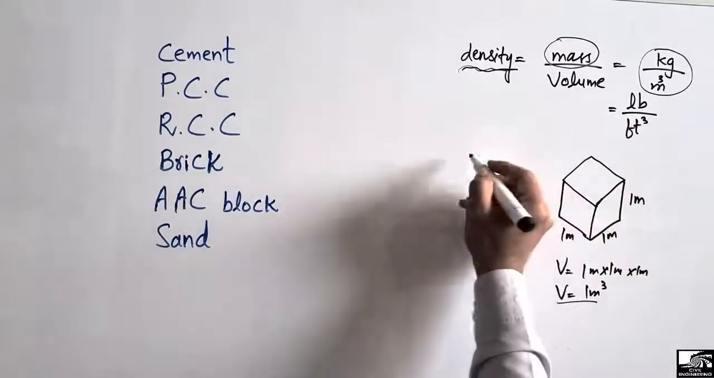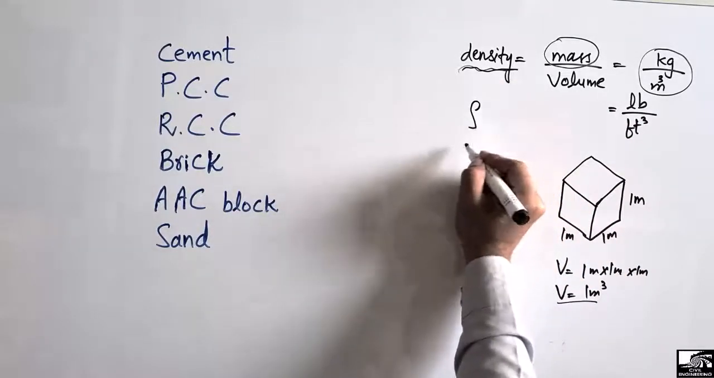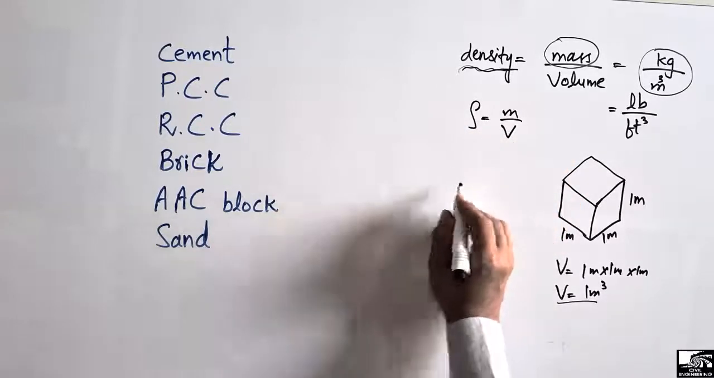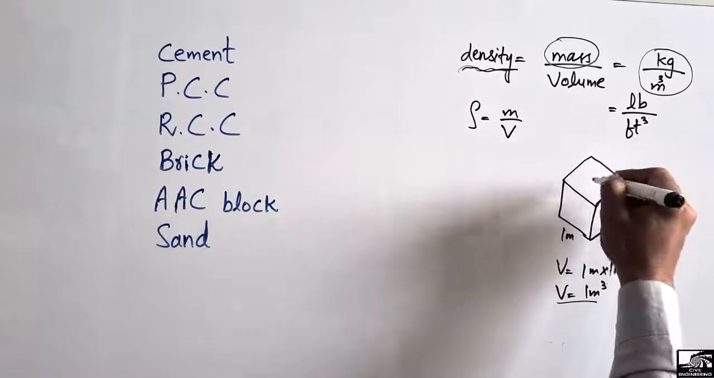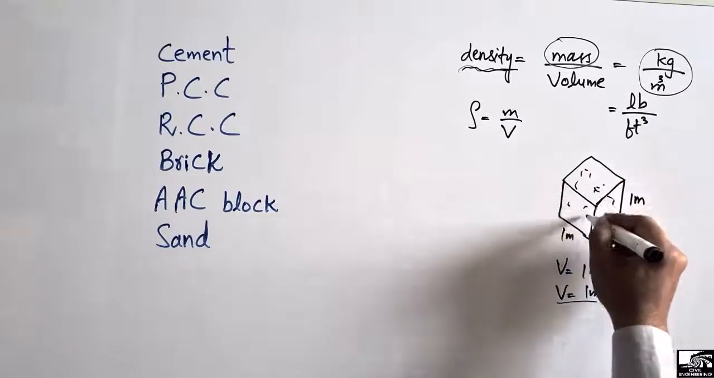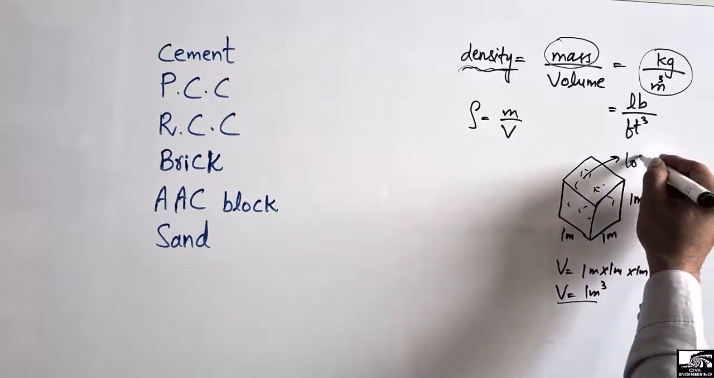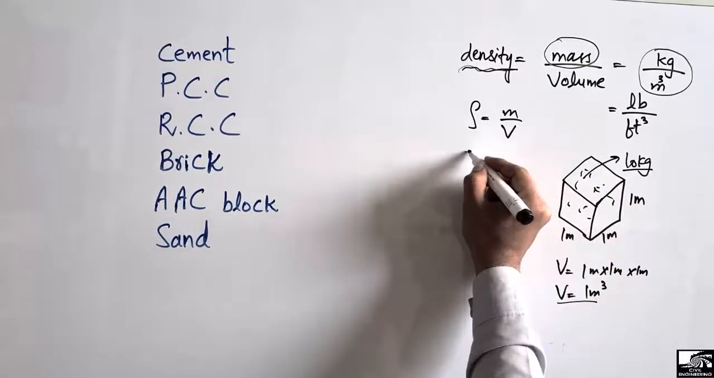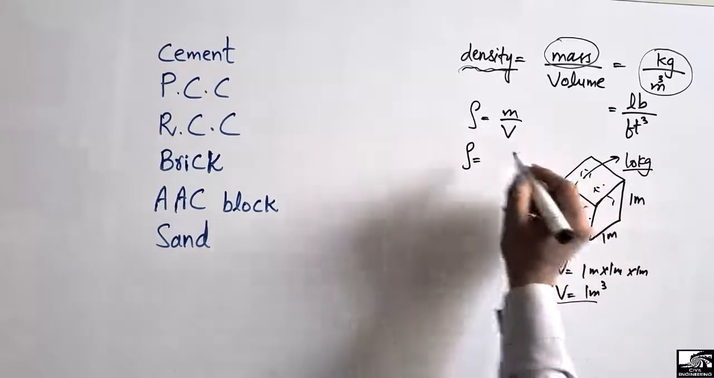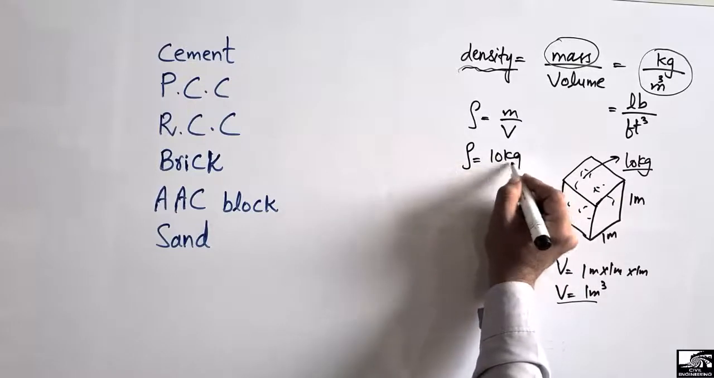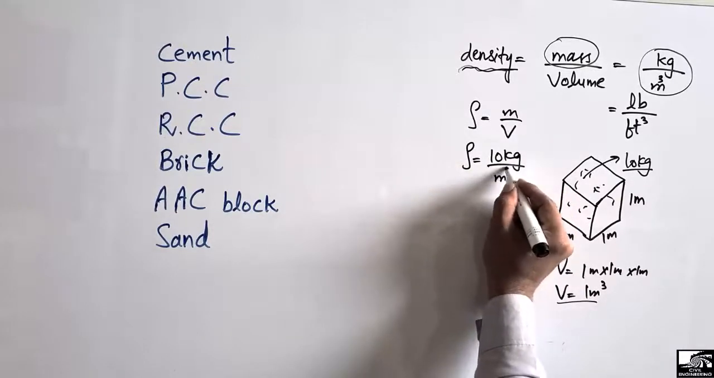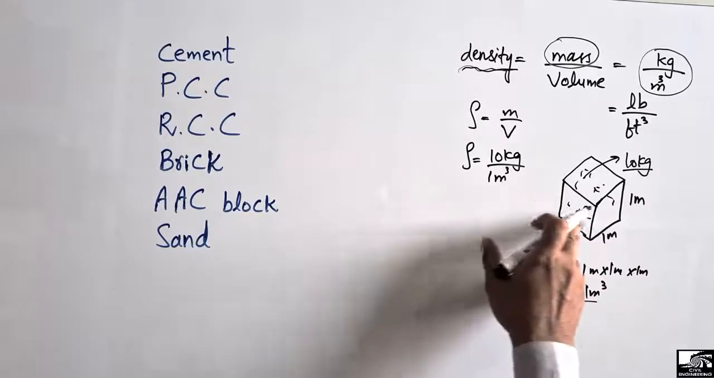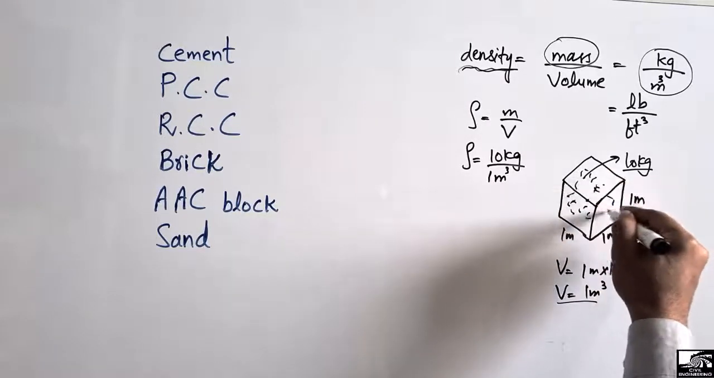Let's consider the density is represented by rho. Rho is equal to the mass over volume. Suppose the mass of the material present is 10 kg in 1 cubic meter volume. So the density is equal to 10 kg mass present per unit volume. This is known as the density of the material that is present inside this box.